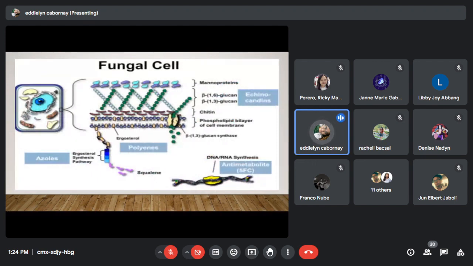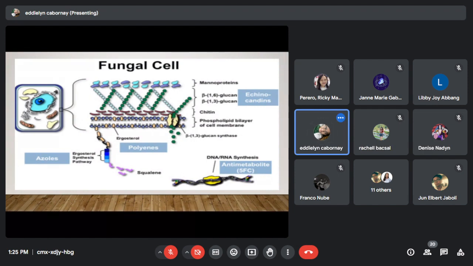Okay, so these are the different parts of the fungal cell. We have the first line, which is the mannoproteins, the different glucans, the chitin, and then the phospholipid bilayer of the cell membrane, and then there is the ergosterol. So these are the different medicines that are used to prevent the spread of the fungus or the mutation of the fungal cell. So we have the azoles, the polyenes, the antimetabolites or 5-fluorouracil, and then we have the echinocandins. Okay, so we will talk about the different treatments.